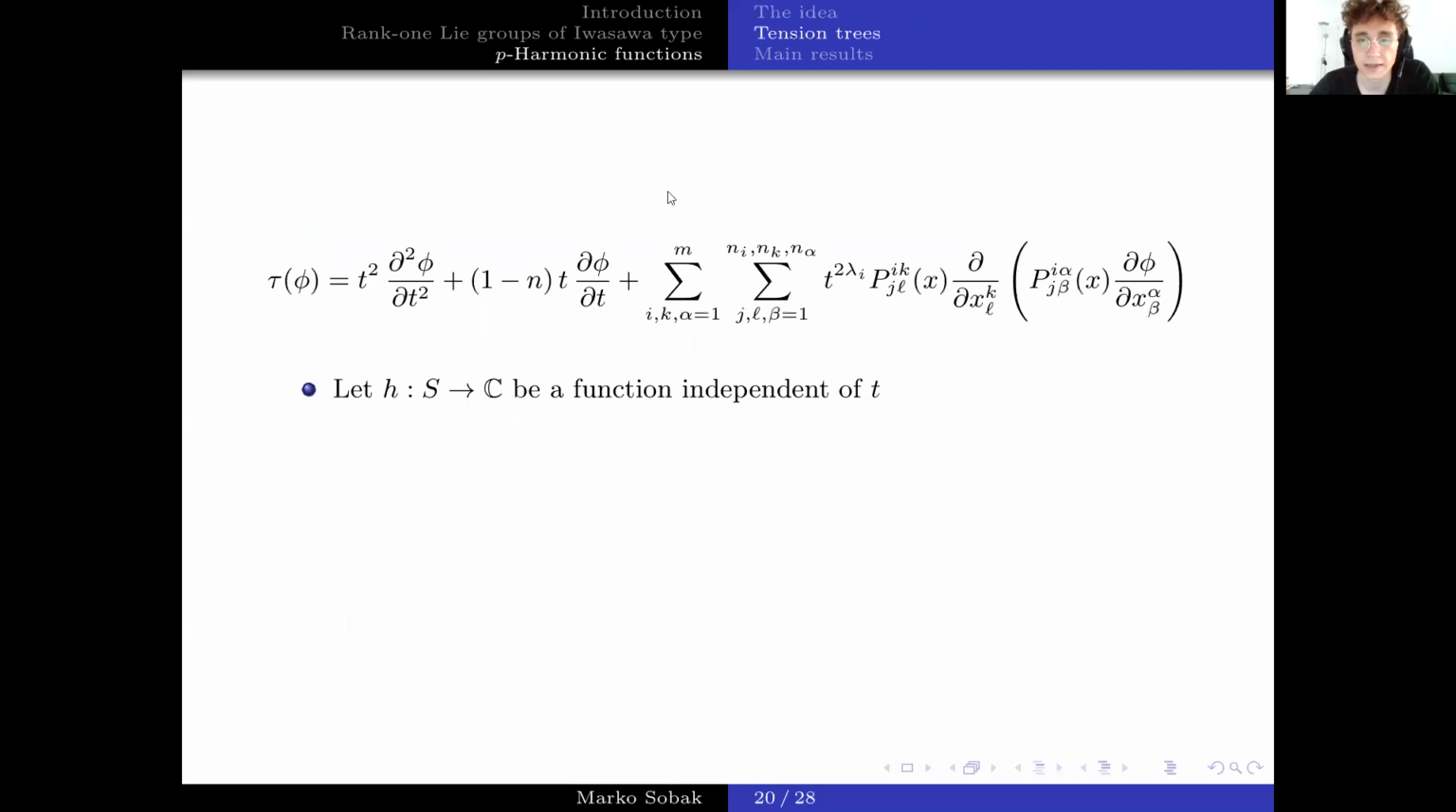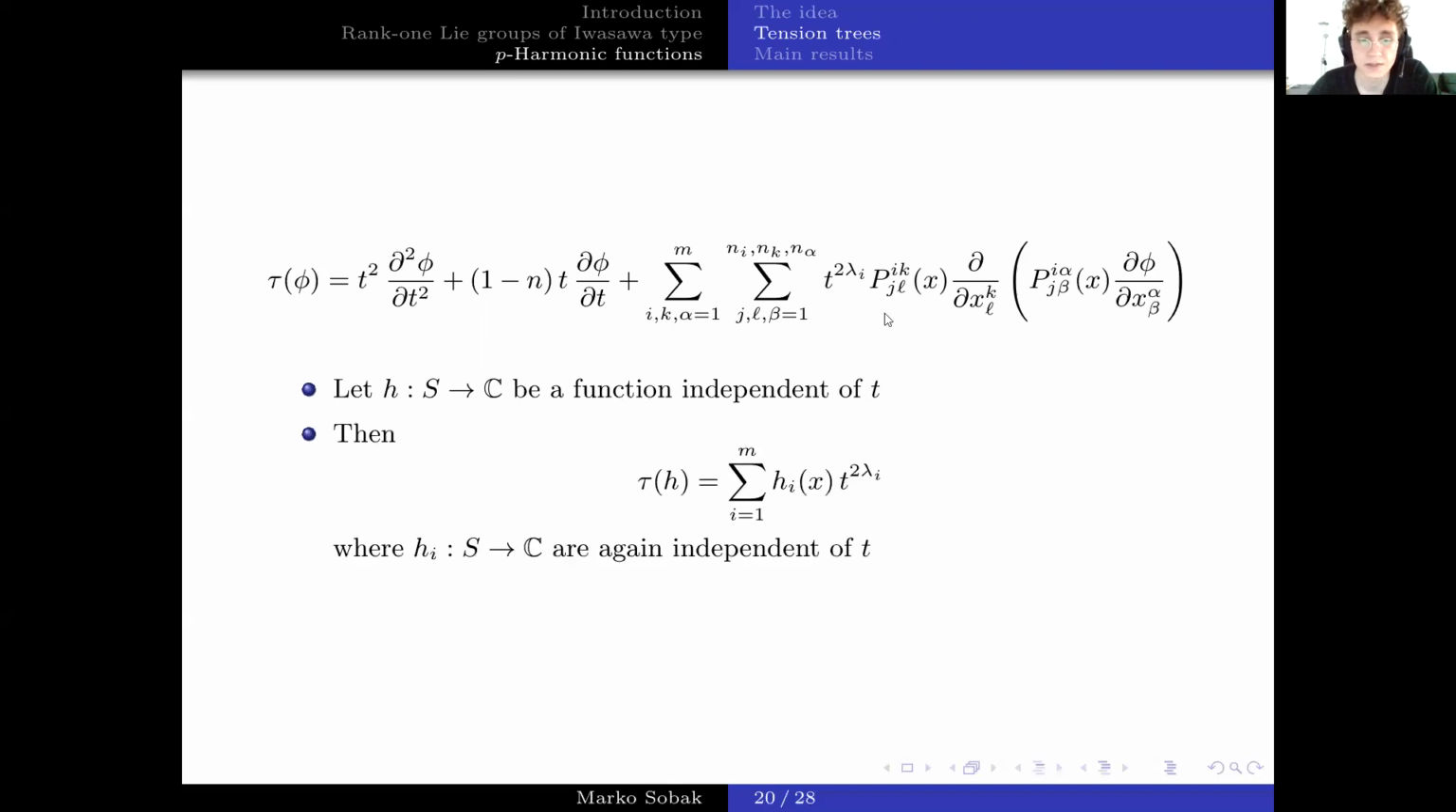If we look at the formula again, as I already mentioned, the biggest problem is that if you start with a function that doesn't depend on t, then once you apply the Laplace-Beltrami operator to it, you get something that does depend on t. So you in particular get this t to the power of 2 lambda i's here. But the good thing about this, so it's not all bad, is that at least you can see how it depends on t. So there is structure here, an explicit structure on how it depends on t.